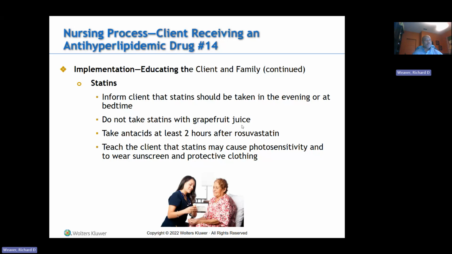Do not take statins with grapefruit juice. I can't guarantee you, but that'll likely be on your test. Take antacids at least 2 hours after rosuvastatin. You don't want to give them close together. Teach the client that statins may cause photosensitivity and to wear sunscreen and protective clothing.